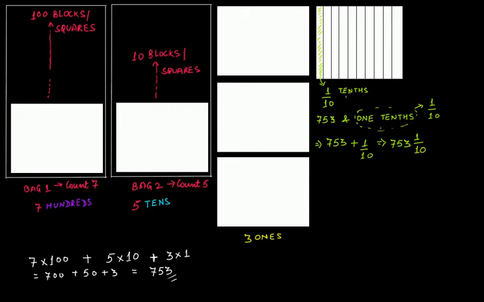The value of this 1 over 10 is, if you divide 1 by 10, you'll get 0.1. How will you read this? 0.1. So this will become 753.1.